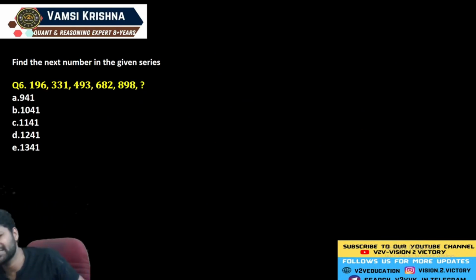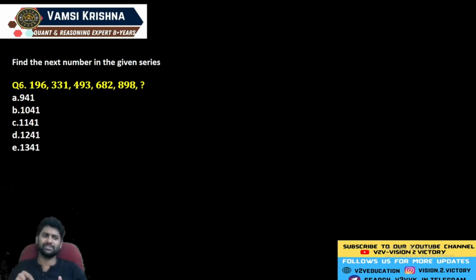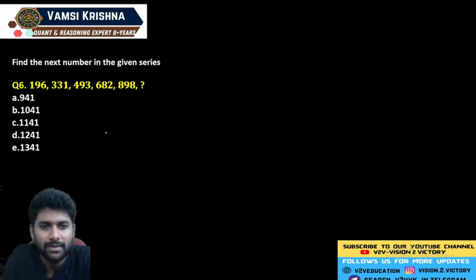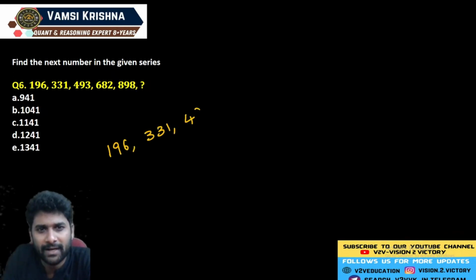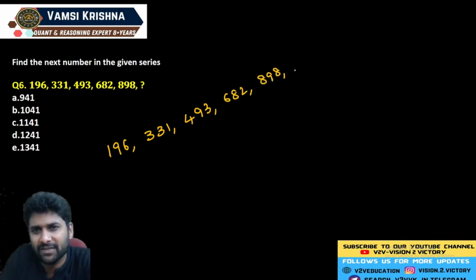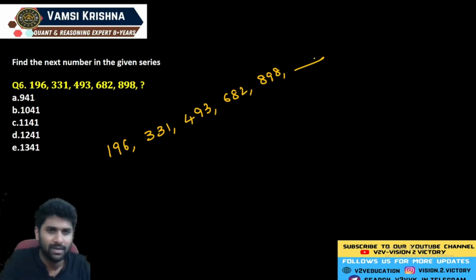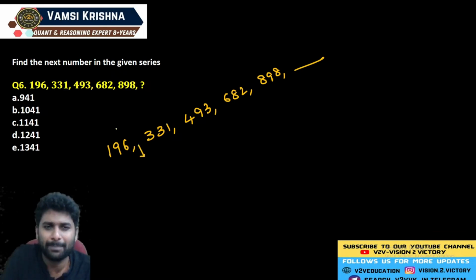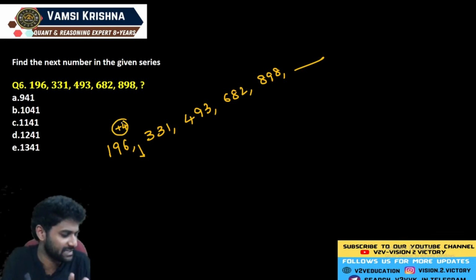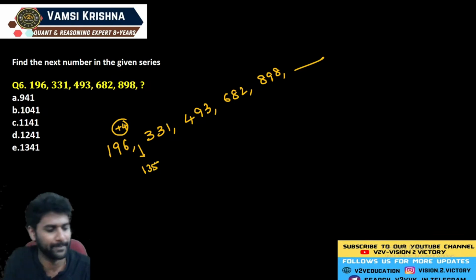See, number series. Guys, definitely you can expect number series questions. You can expect 3 to 5 questions from number series only. It can be an odd-one-out, or it can be finding the next number in the given series. Now see here the numbers 196, 331, 493. Guys, if numbers are near to one another, simply find the difference and identify the logic. See, what is the difference here? Let me take the difference in this way. Hope it's clear.